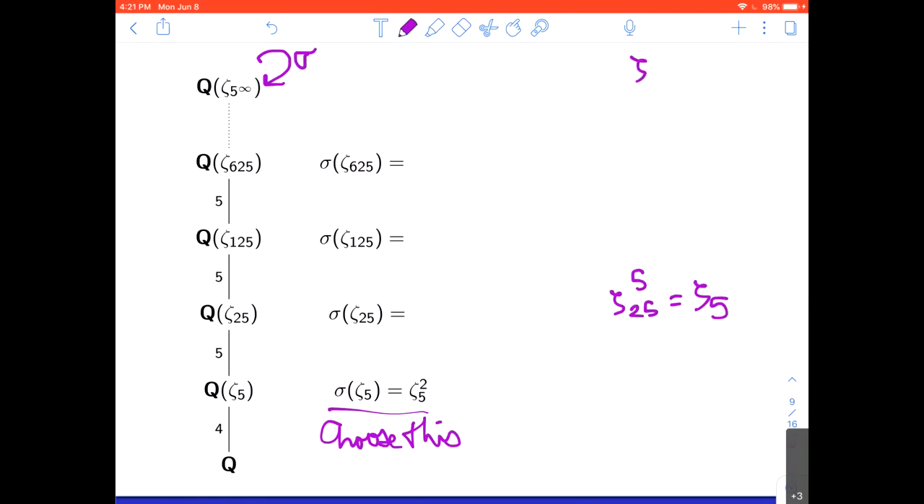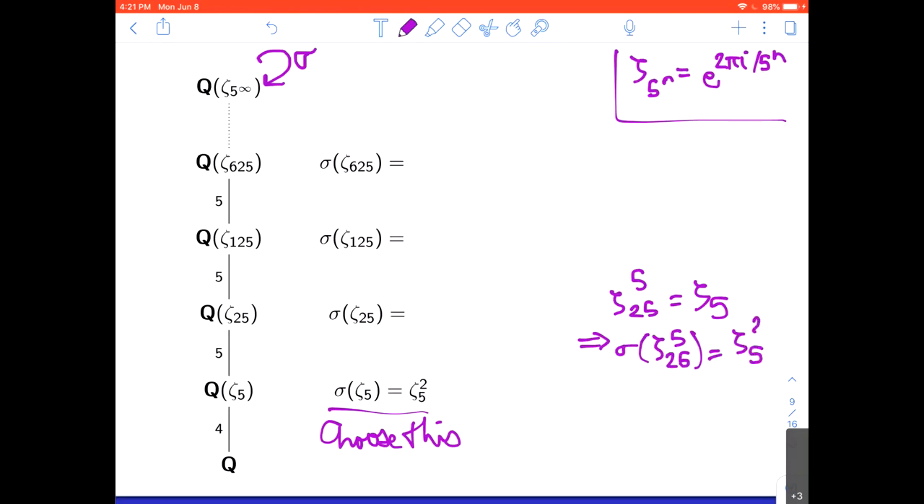If you want to, I suppose you could regard all of these as being e to the 2 pi i over 5 to the n, if you wish. So there's a consistency here, that if you raise one to the fifth power, it gives you the previous lower one. And so what that means then is if you take sigma of both sides, whatever you choose for where the 25th root of unity goes, its fifth power has to go to zeta 5 squared.